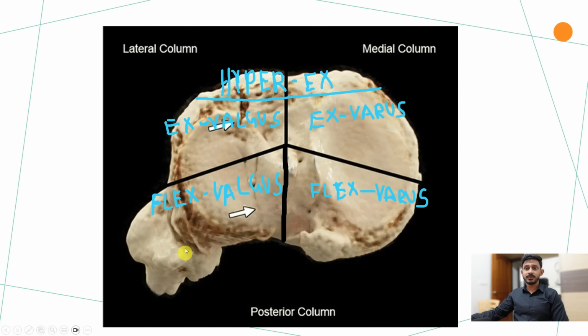Coming to the mechanism of injury, the fracture pattern tells us the mechanism of injury. If the fracture occurs very anteriorly in the tibia, the anterior avulsion fractures, they are occurring in hyperextension. If they occur on the anterior columns, anteromedial and anterolateral, they are extension injuries. And if they occur in the posterior column, they are flexion injuries. If they occur on the lateral condyle, they are valgus forces which cause the fracture. And if they occur on the medial condyle, they are varus forces. Now I'll explain this more in detail.